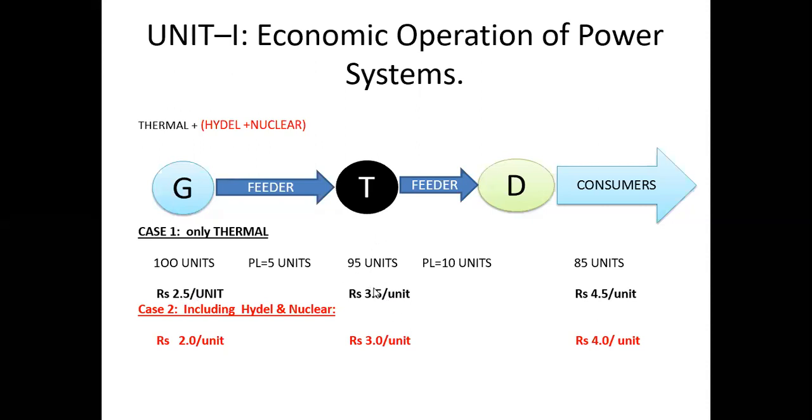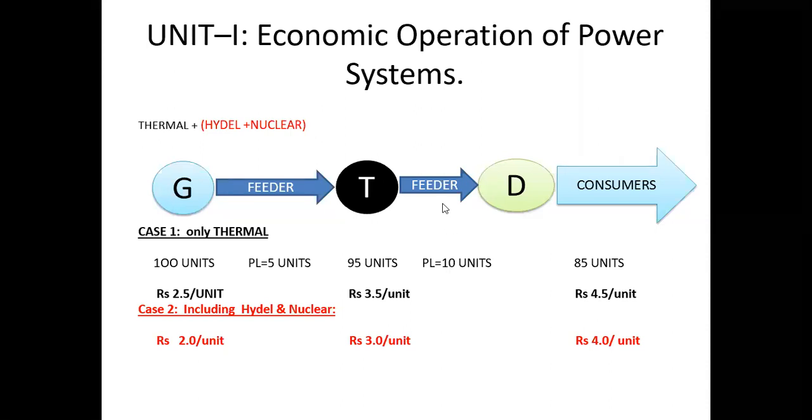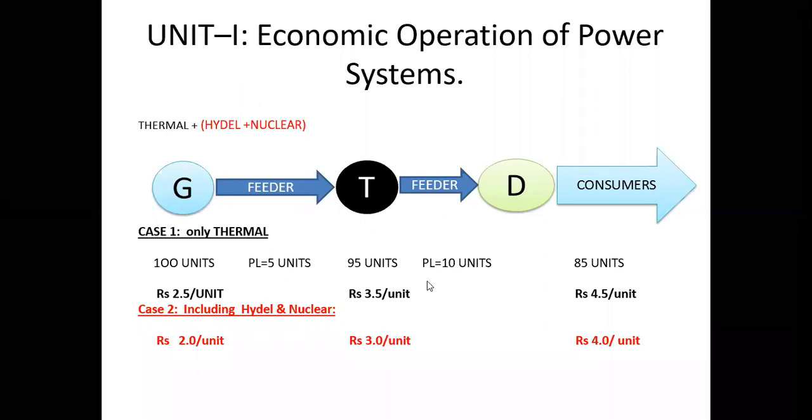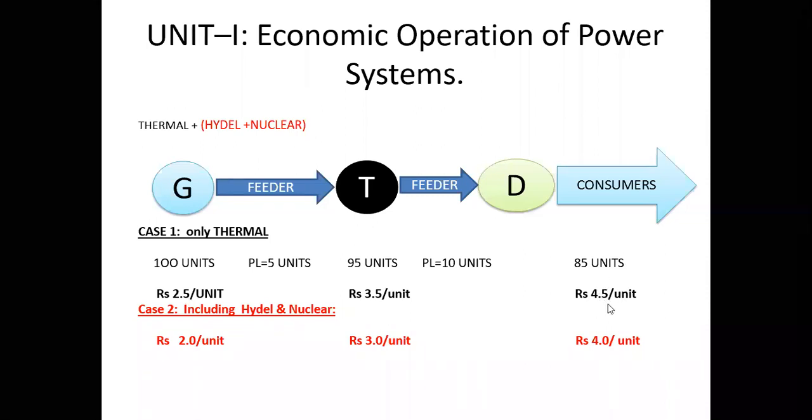Similarly, for this one, we need to add the cost required for power loss and the cost required again for transmission. Once you add these two to our 3.5 rupees per unit, then we can assume 4.5 rupees per unit. What we need to observe here is that we are generating each unit by spending only 2.5 rupees per unit, but we are delivering the power to the consumers at a cost of 4.5 rupees per unit. But this cost seems to be very high.